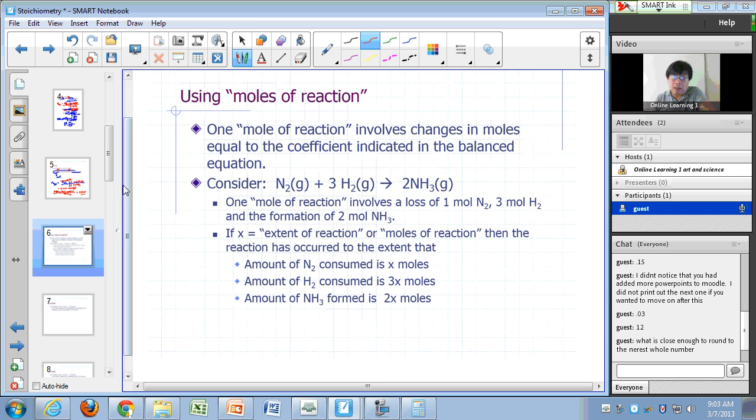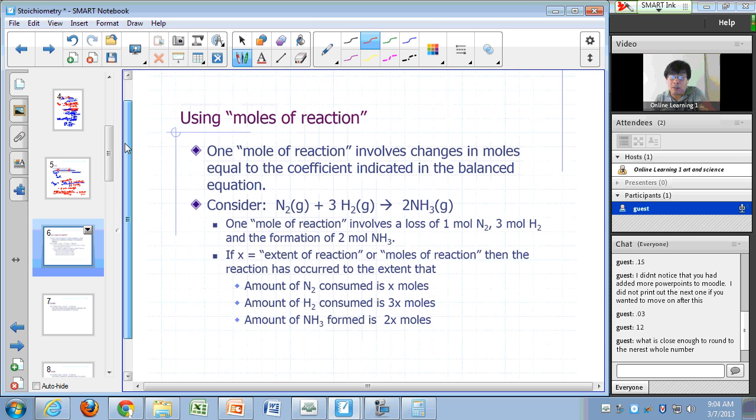Sometime later in your career in chemistry, in your courses in chemistry, you might find it useful to use what's known as moles of reaction to solve stoichiometry problems. You don't have to, but it could be useful later. So let me go over that.